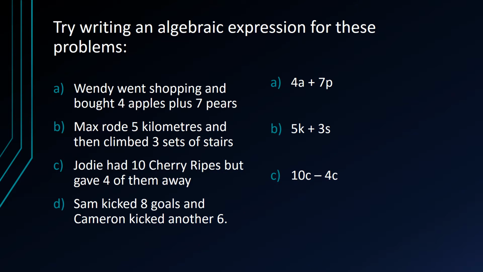Next up, Jody had 10 cherry ripes, but gave 4 of them away. So in this case, we can represent this problem with an algebraic expression that looks like 10c minus 4c, because in both cases we're talking about cherry ripes. And finally, in problem D, Sam kicked 8 goals and then Cameron kicked another 6. So we can write this as an algebraic expression with 8g plus 6g, where g is the goals.